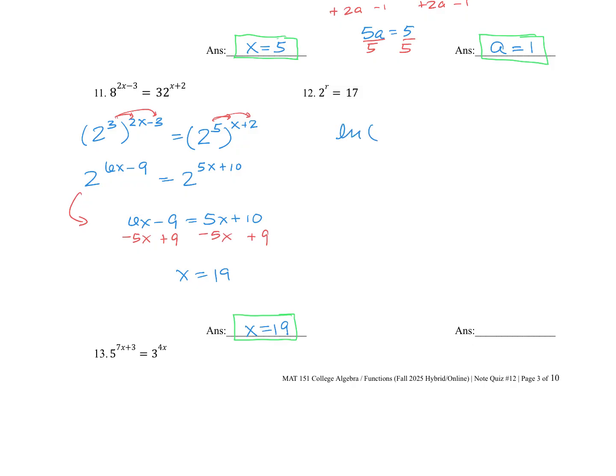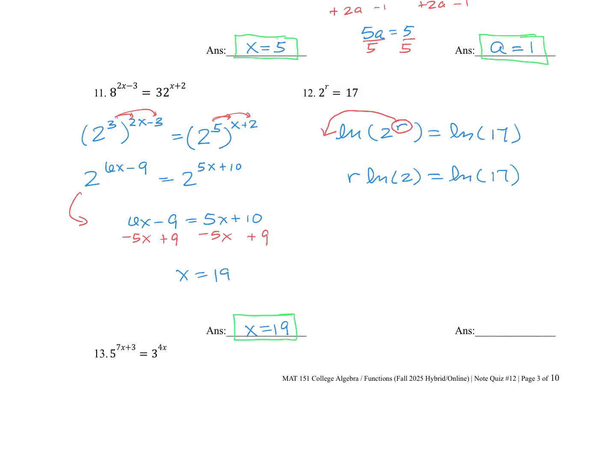The natural log of 2 to the r is equal to the natural log of 17. This may look like I'm multiplying, but I am not. I am using a function process, similar to square rooting both sides or squaring both sides, and so on. Next thing to do is notice that I can use property number 3 from before. That exponent can come down as a coefficient. So this is r times the natural log of 2 is equal to the natural log of 17.